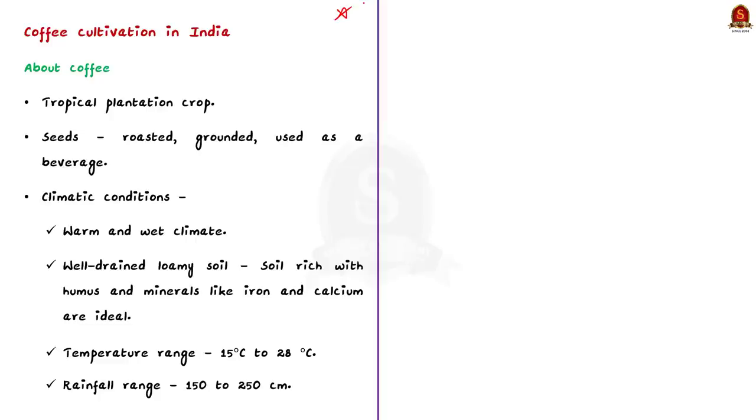See, coffee is a tropical plantation crop. Its seeds are roasted, ground and used as a beverage. Now let us see the geographical conditions required for coffee growth. Firstly, coffee needs a warm and wet climate. Secondly, a well-drained loamy soil is good for coffee plantation. The soil should be rich in humus and minerals like iron and calcium. The temperature range should be between 15 degrees Celsius and 28 degrees Celsius, and the rainfall range should be 150 to 250 centimeters, which is necessary for coffee growth.